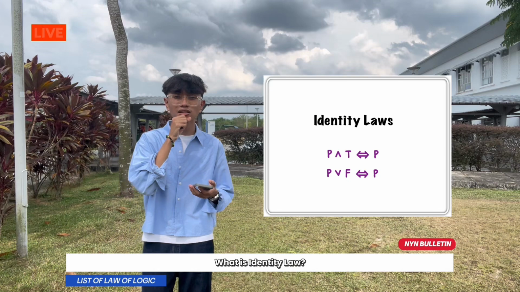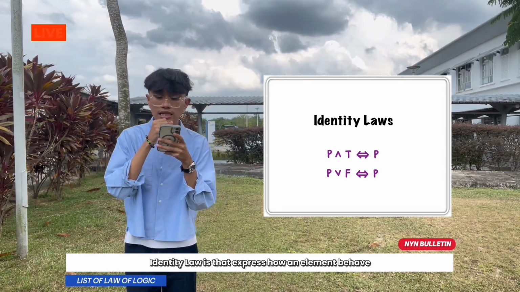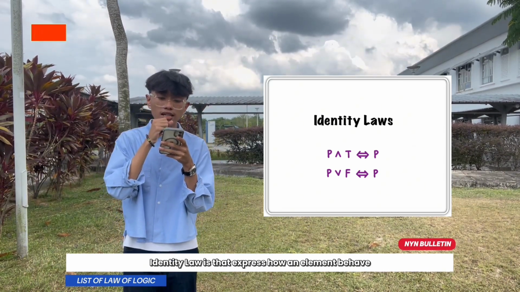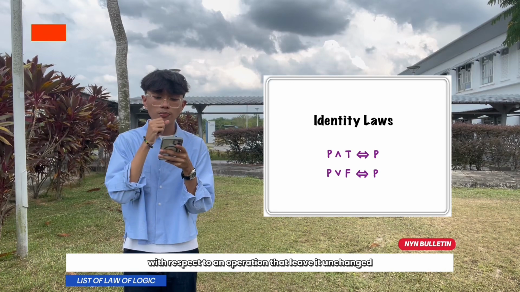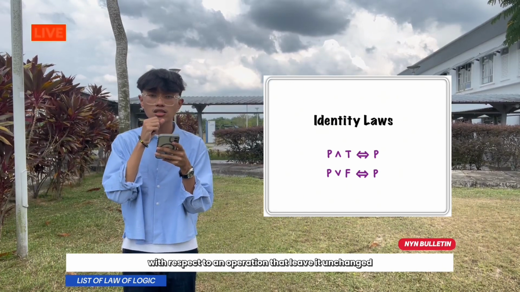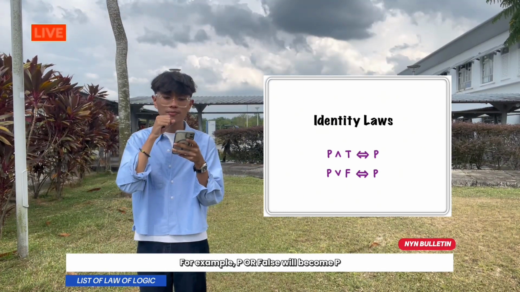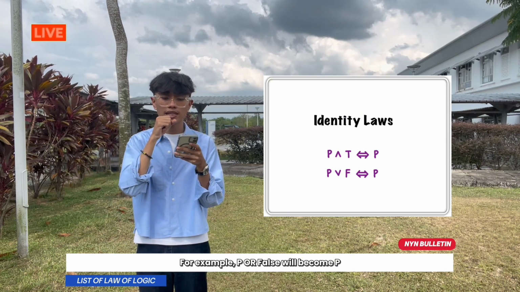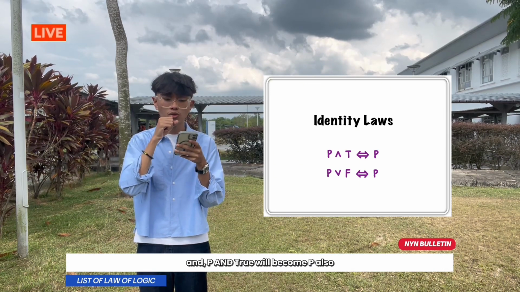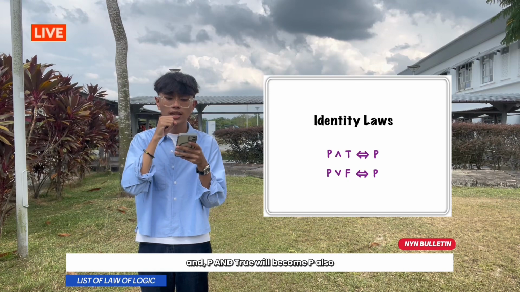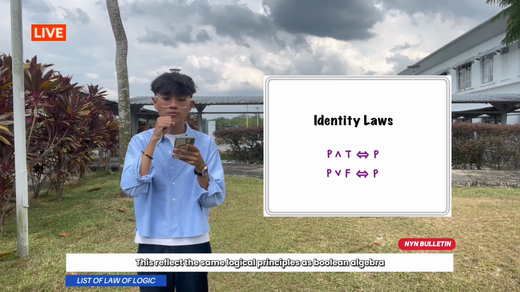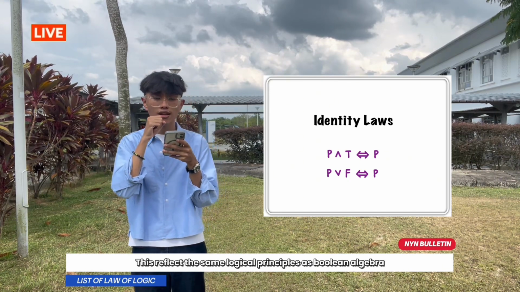What is the identity law? The identity law expresses how an element behaves with respect to an operation that leaves it unchanged. For example, P or false will become P, and P and true will become P also. These reflect the same logical principles as Boolean algebra.